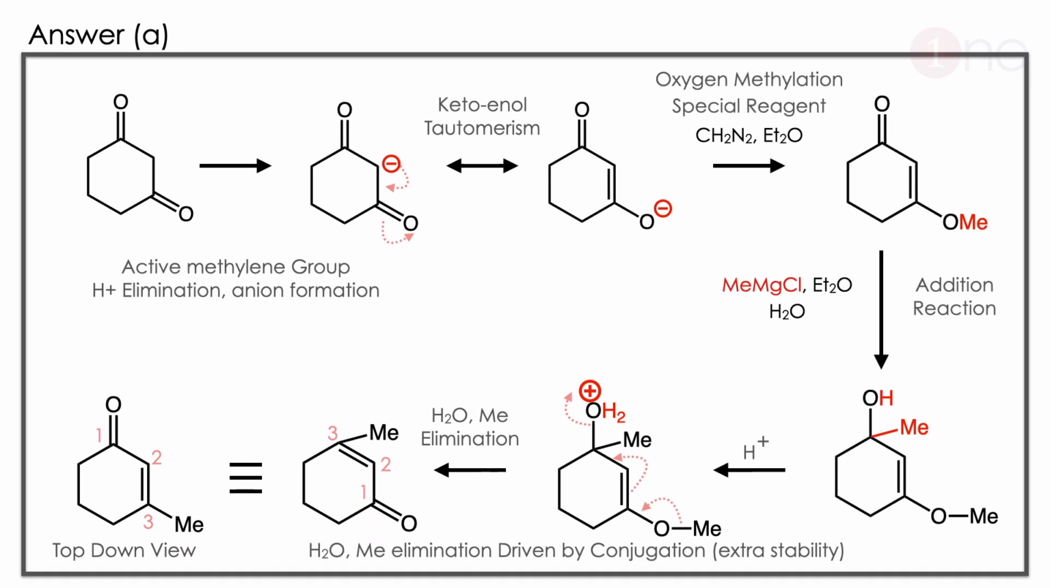The answer is A. Let us see how. Even though it involves multiple steps, it will be easy to understand. The first step: a diketone is there, so the active methylene group is there. Since both carbonyl groups are electron withdrawing, the hydrogen will be acidic, so you are removing the hydrogen. So a negative charge forms. Then through keto-enol tautomerism, the O minus charge will be there. Here we are using a special reagent, diazomethane, which leads to O-methylation. So O-methylation occurs, and the negative charge is quenched.